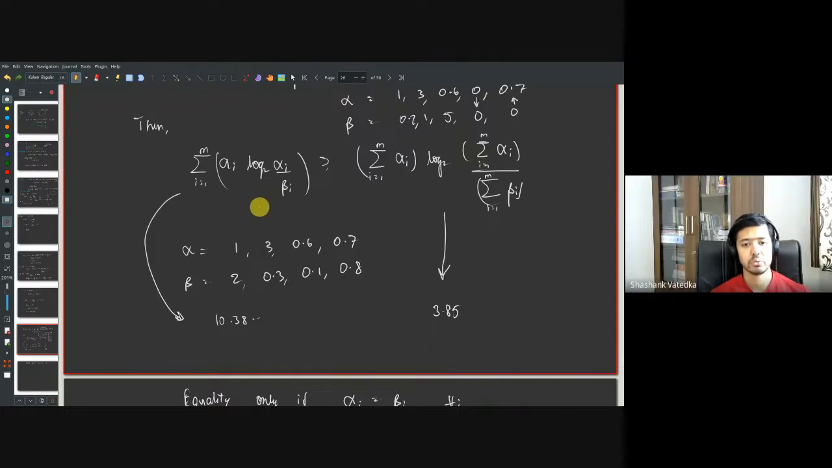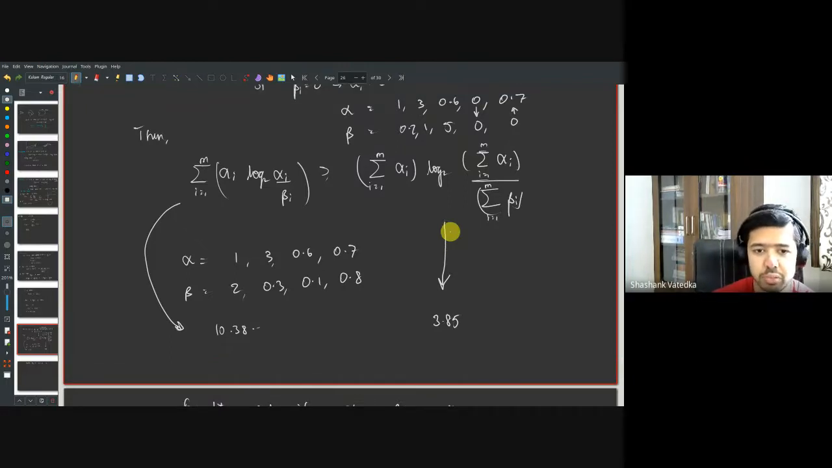Exactly. So it looks like the KL divergence, right? Except that the alpha i's were the sort of P of x and beta i's were the Q of x. And in fact, that is what we want to use this for. This is a more general inequality, but we'll specialize it to probability distributions. But before we go to that, let us try to prove this statement.